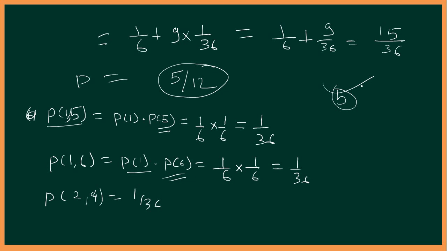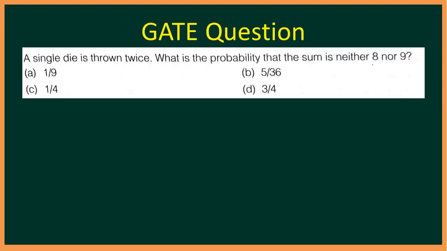Okay, let's see some more questions. A single die is thrown twice, then what is the probability that the sum is neither 8 nor 9?